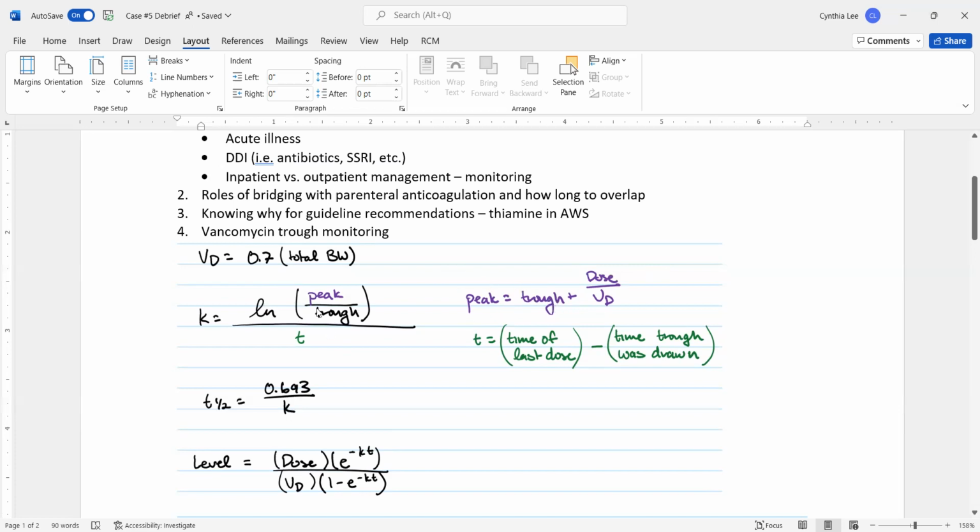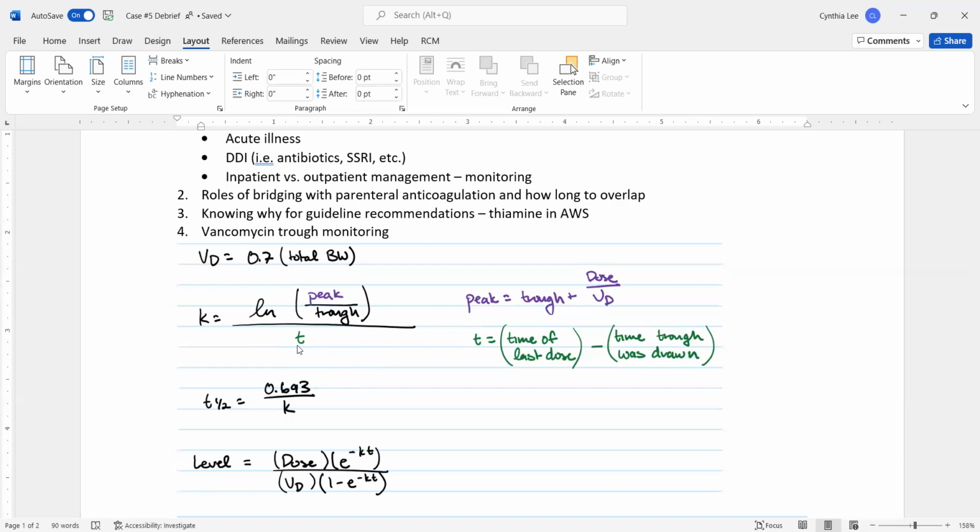So once you get the peak, and you have the trough from the lab, then you have the time, right? This is the time from the dose that you're giving to the trough that you got. Typically it will be about the interval that you're giving, right? So if you're giving 1750 milligrams Q24, your time would be about 24 hours.